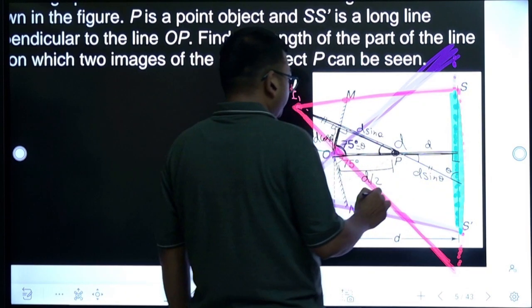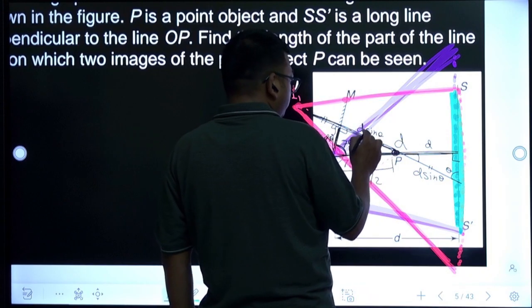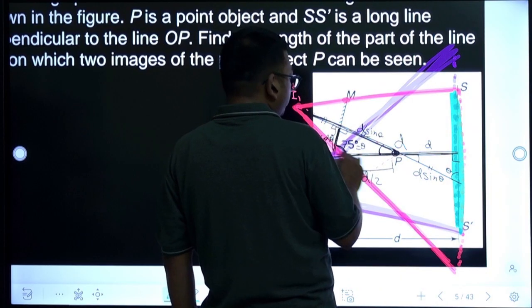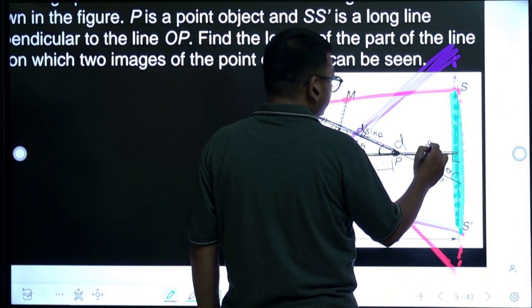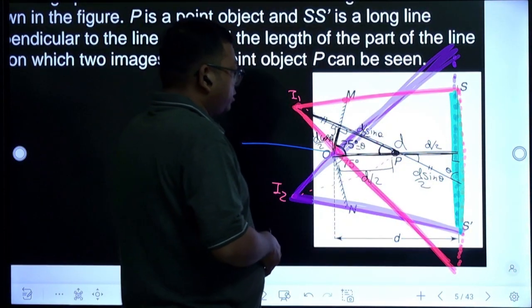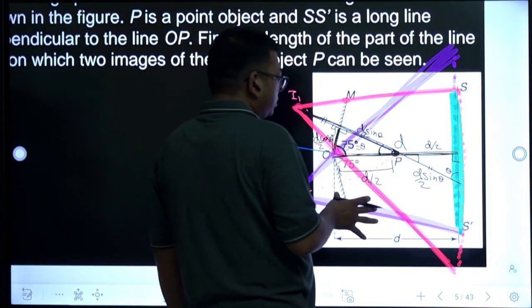This length is going to be d sine theta anyway. I think it is d by 2, not d, because this is the midpoint. So this is d by 2 sine theta, this is d by 2 cos theta. This is anyway d by 2, we know that. So we will be able to calculate the d by 2 sine theta.